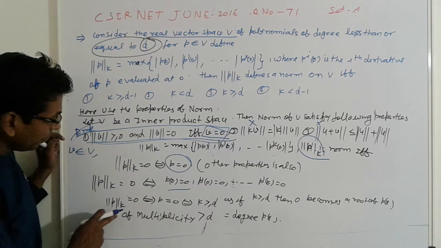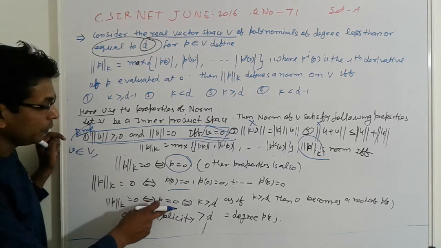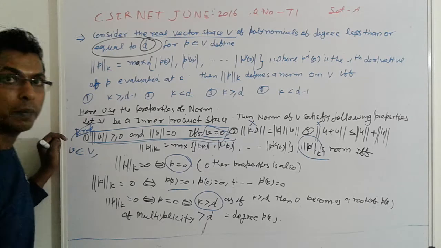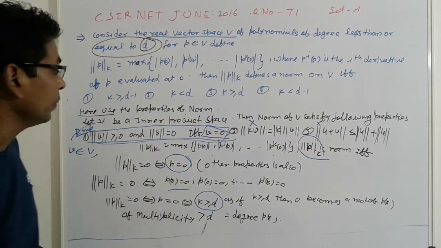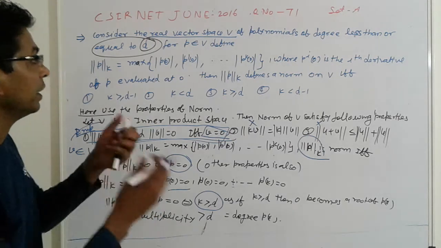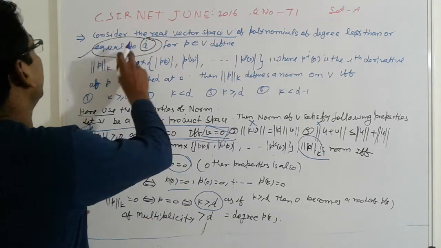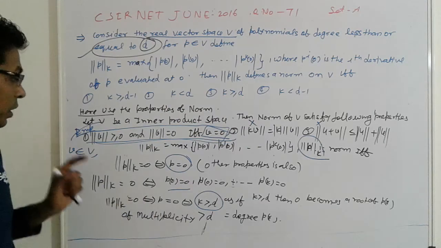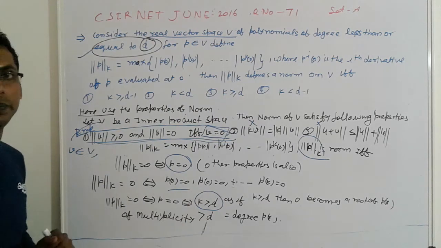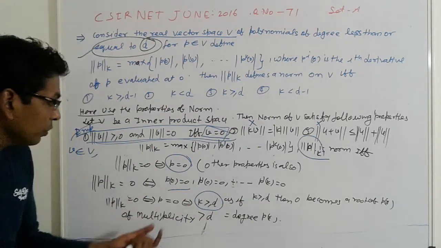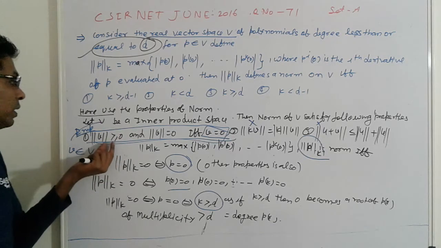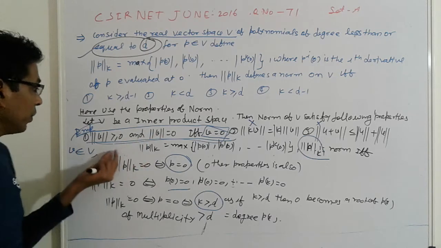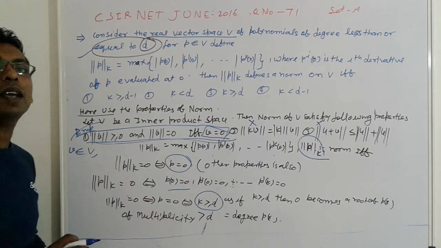So now the norm of p_k is equal to 0 if and only if p is 0, if and only if the degree is such that k is greater than or equal to d. Here the polynomial has degree less than or equal to d. So that was a logical question, nothing else to do. Use the properties of the norm and we get the answer.